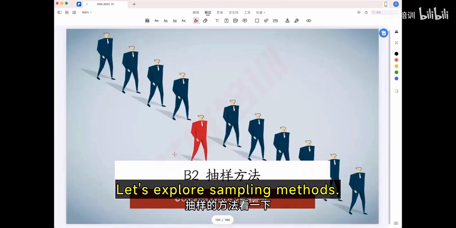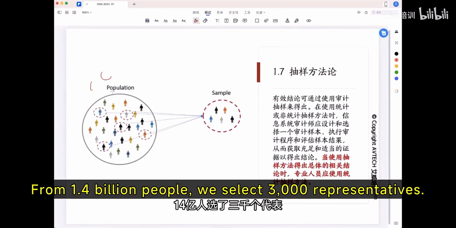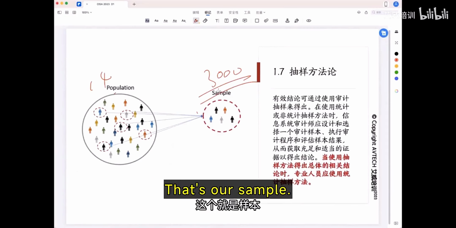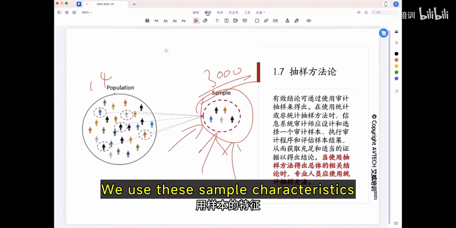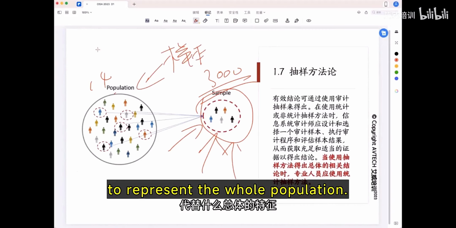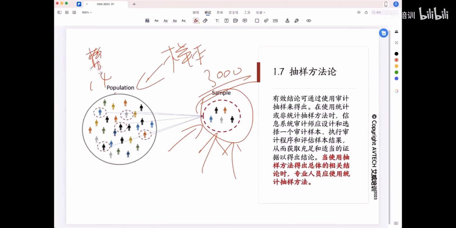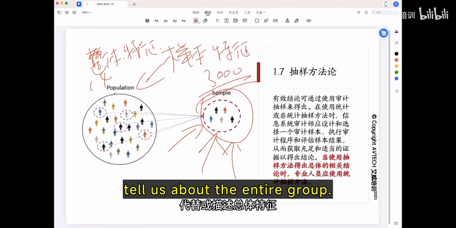Let's explore sampling methods. What is sampling? From 1.4 billion people, we select 3,000 representatives. That's our sample. See what I mean? We use this sample characteristic to represent the whole population. The sample's features tell us about the entire group.